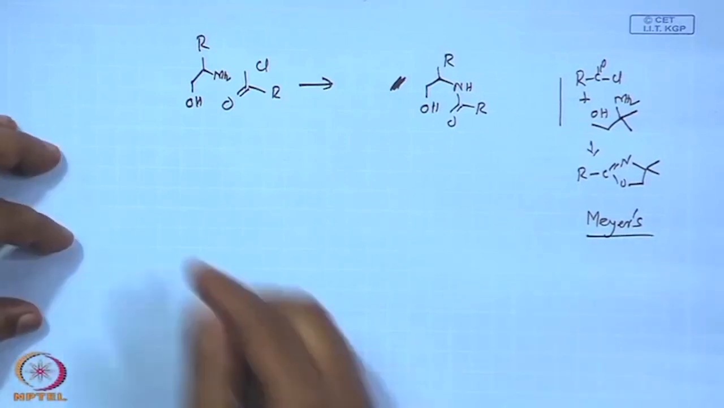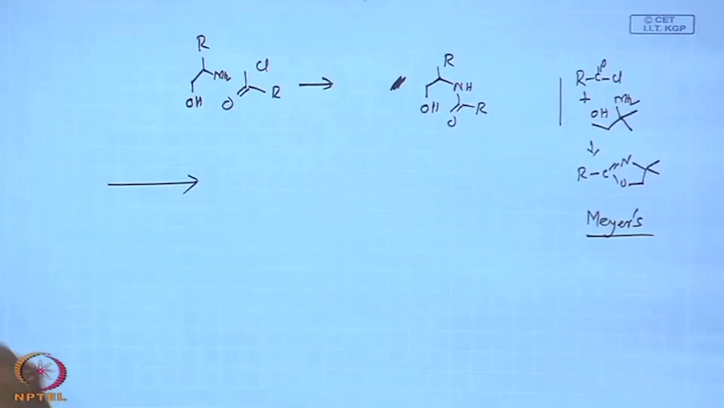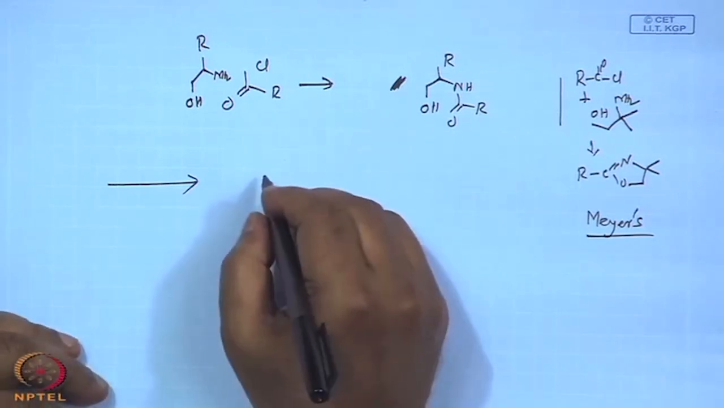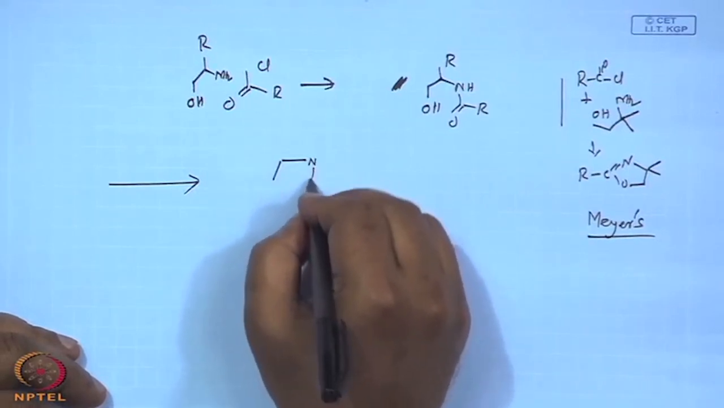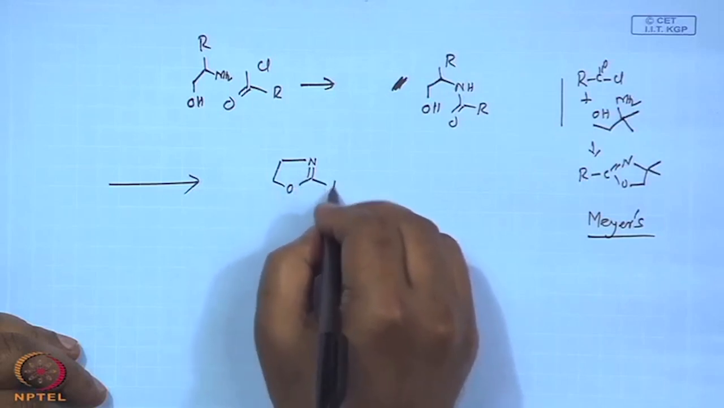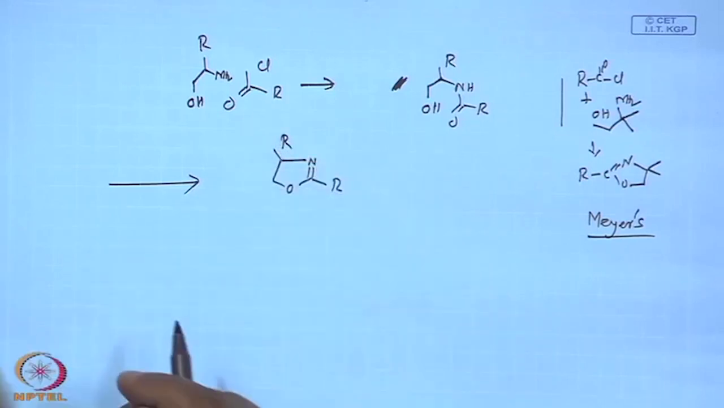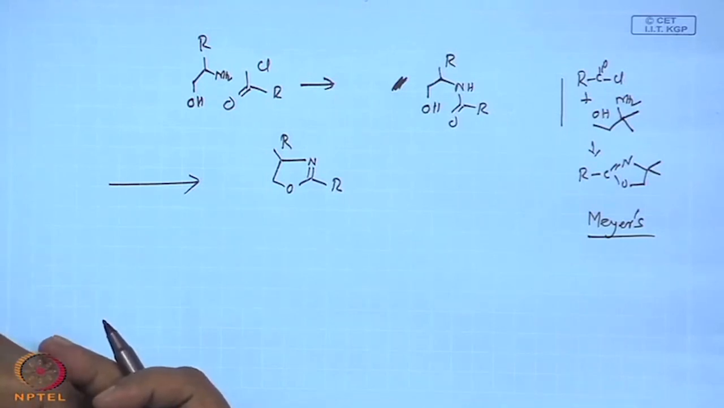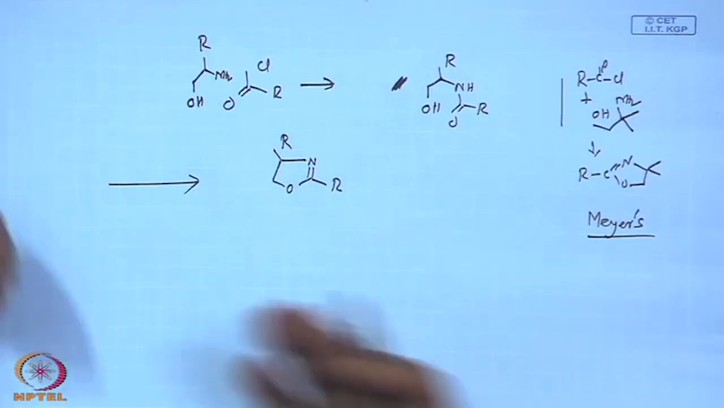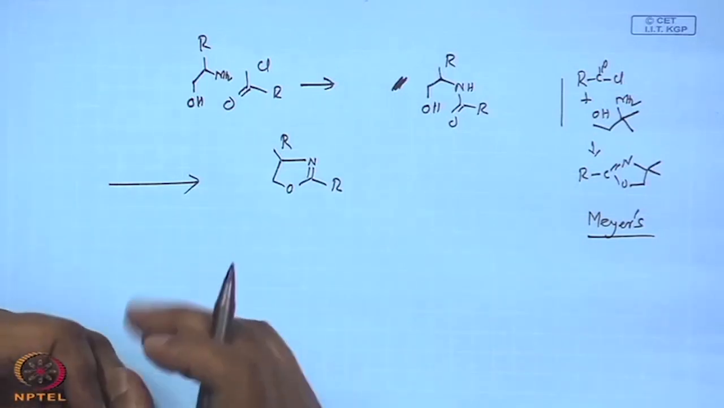Now, the problem is here how to cyclize. That means, once again it is a question of what is the next step. The next step would be the cyclization, right. So, you have to do a cyclization here. So, how do you do the cyclization?